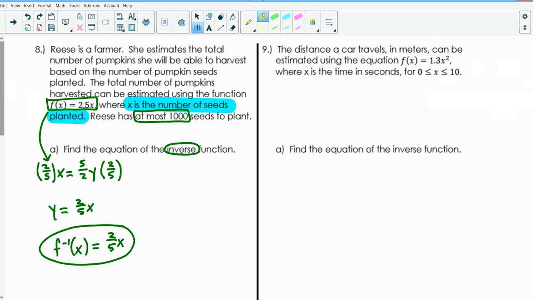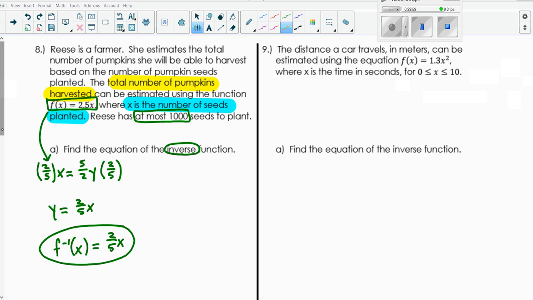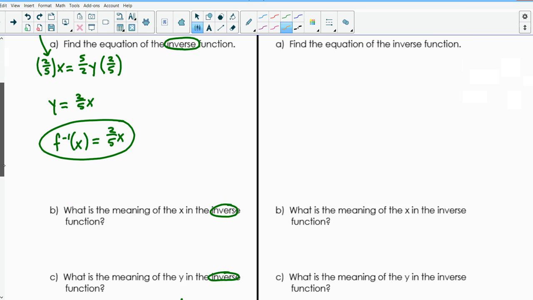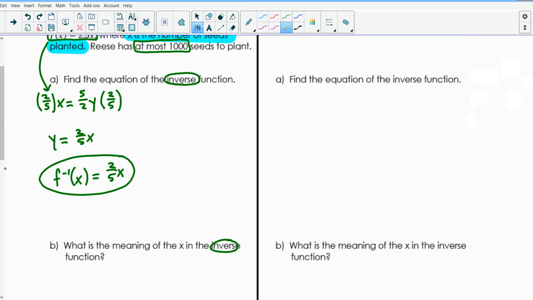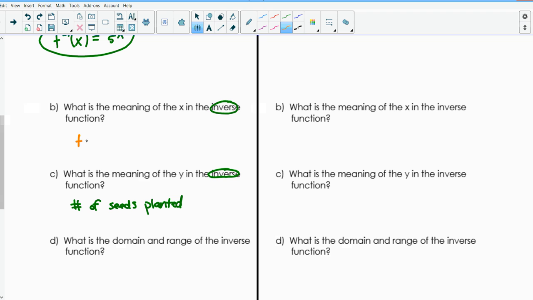So in the original, it says, let's see, the total number of pumpkins harvested can be estimated using this function. So total number of pumpkins harvested, which means if that was my y in the original, now that becomes my x. So total number of pumpkins harvested.